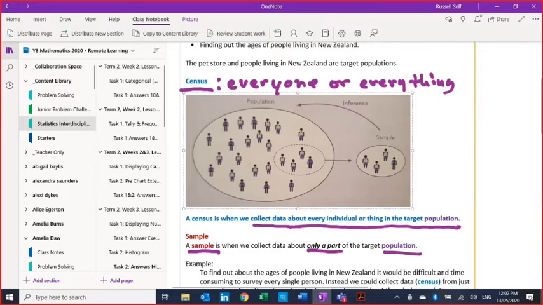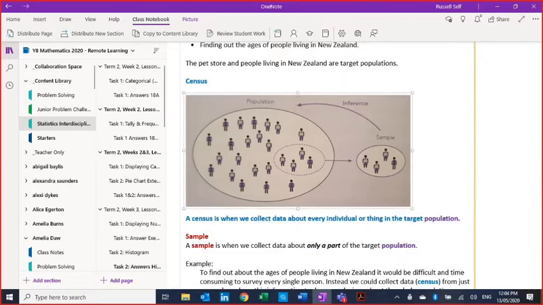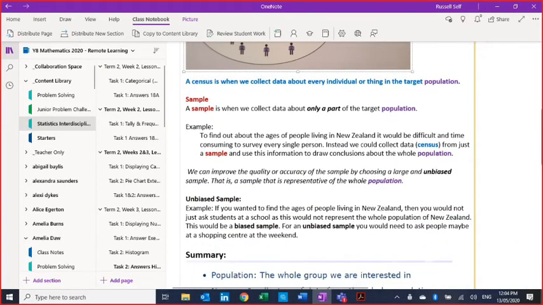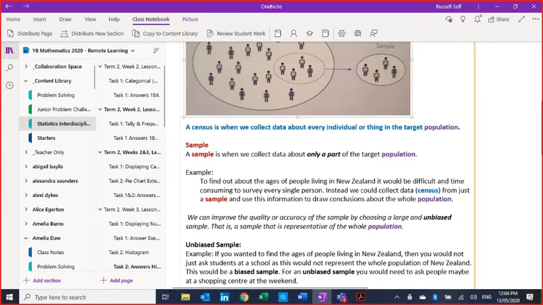So you can use the population or you can use a sample. If you use the entire population, it's called a census. Now, when we're talking about samples, we need to explore this idea that it's unbiased. In other words, we have to be equally likely.